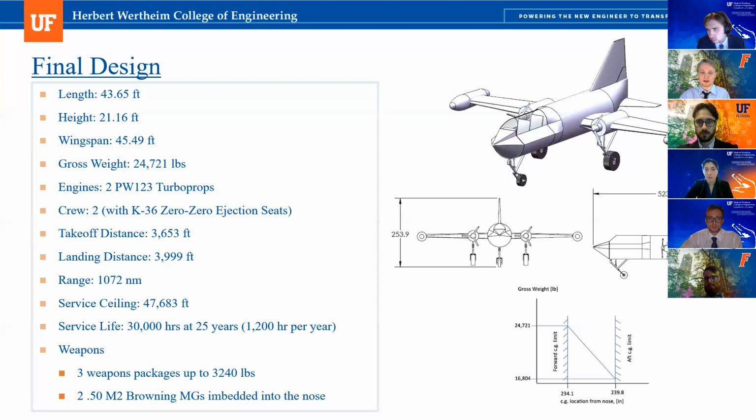So the 30,000 hours was just taken from the cost estimation. When we did the cost estimation for yearly operational costs, we used 1,200 hours per year. And the service life of 25 years was the requirement for the project. So we just multiplied 1,200 times 25, and we got 30,000.